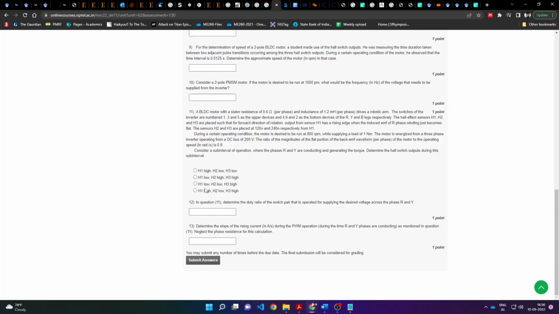So for question 11, you'll have to check the switching diagram. Based on that, you can say which Hall sensor will be active.